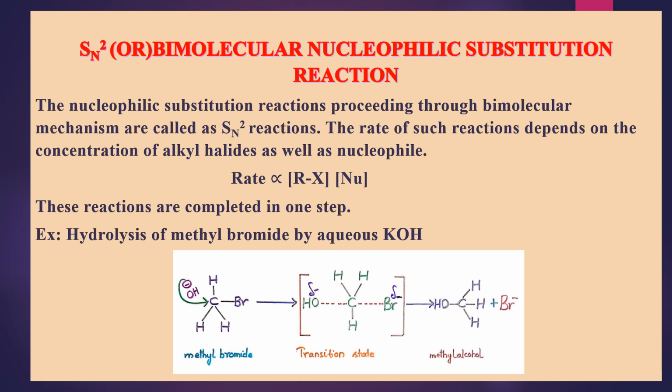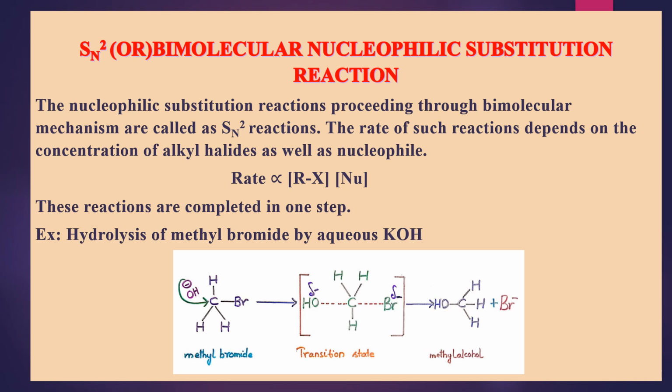Now look at what I have written after the arrow, that is the transition state. The OH minus ion nucleophile starts sharing its electrons with the carbon atom, and the bromine atom starts leaving away with its shared pair of electrons.